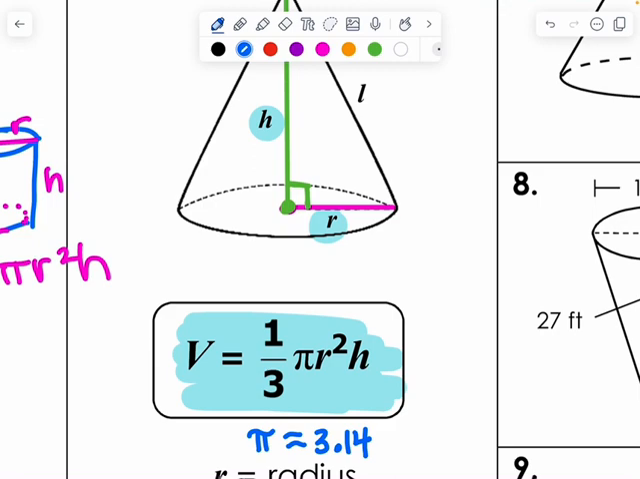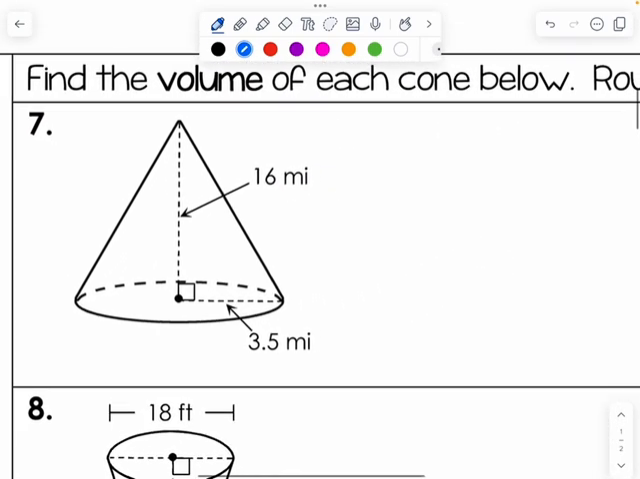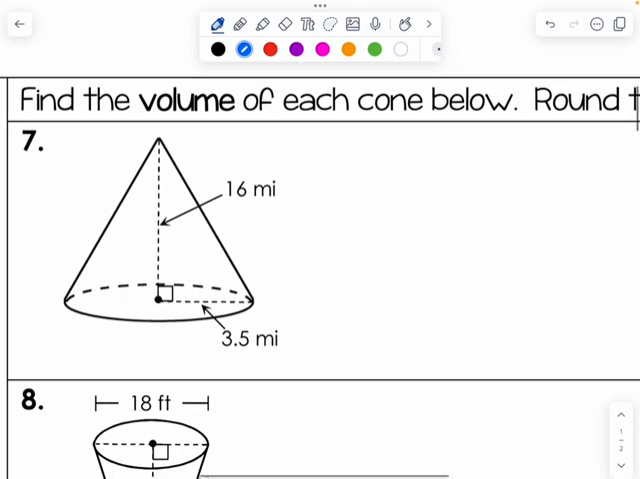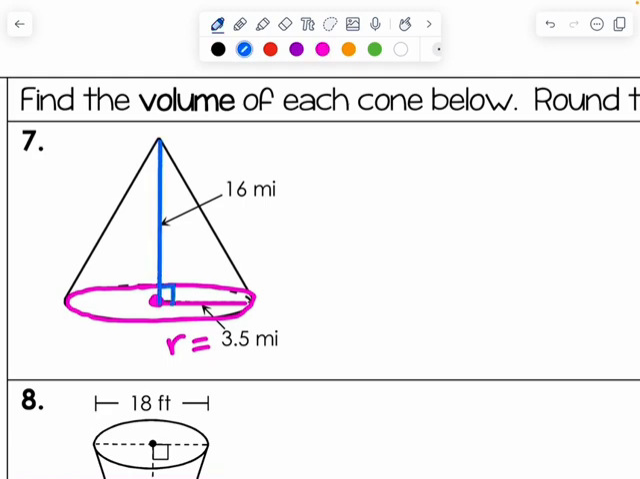Okay, so what I want you to do, let's come over here to number 7, and I want you to write down what you think the radius and the height will be in this problem. Here's our circle. Here's the center of our circle. So this guy right here, 3.5, is our radius. This guy right here, 16, is our height. So I want everybody to write down volume equals 1/3 pi r squared h. That's the first thing I want you to write down.